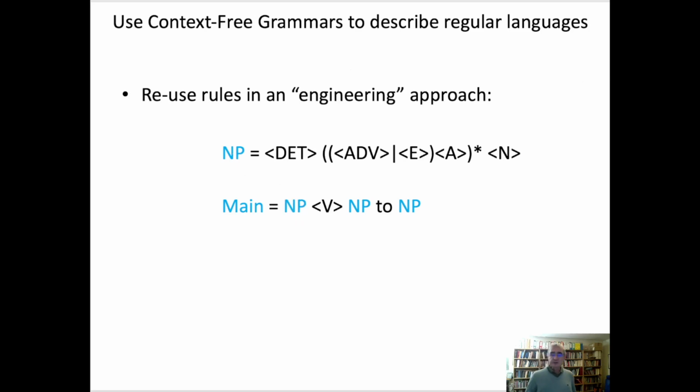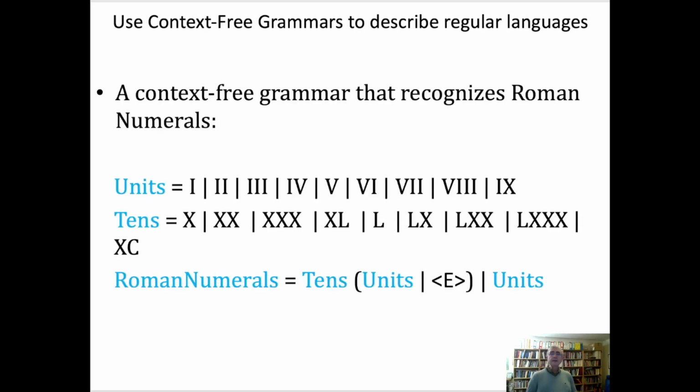So these are syntactic grammars. I can also use context-free grammars to describe some morphological or orthographical phenomena. For example, here is a context-free grammar that recognizes Roman numerals. The idea is that I'm going to use a rule named units that recognizes 1, 2, 3, 4, 5, 6, 7, 8, 9. Another rule describes the tens: 10, 20, 30, etc.